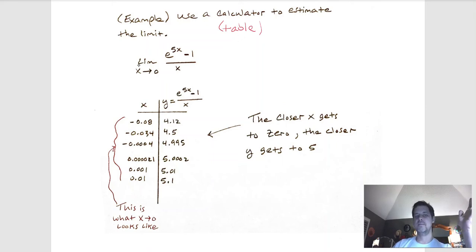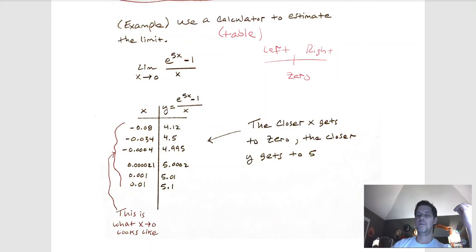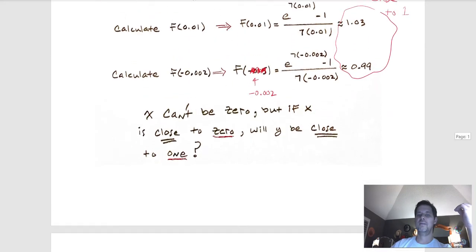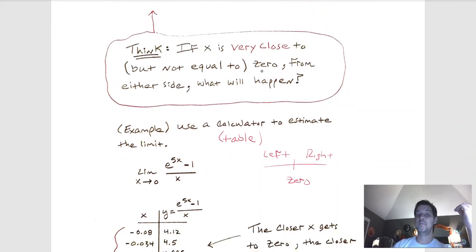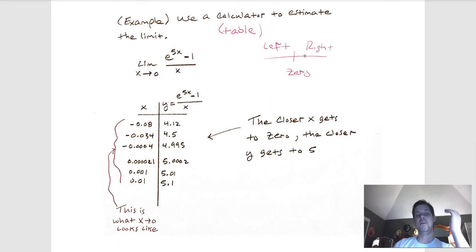So here's our problem. It says, what is the limit as x approaches 0 for the function e to the 5x minus 1 over x? Now, based on what I just told you up there, it says, what happens as x is very close to but not equal to 0 on either side? Okay, so if you look at the number line, there's 0, and then there's numbers on the right of 0, and then there's numbers on the left. When I told you the meaning of the limit, if x is very close to but not equal to 0 from either side, what will happen? So from either side, I mean left and right. Okay, so one way to figure that out is to use a calculator and make a table.